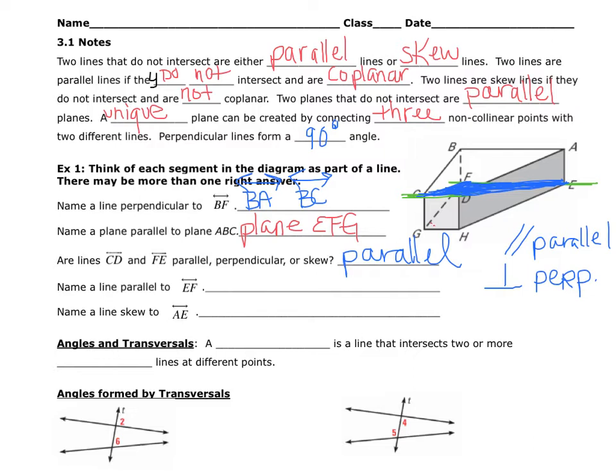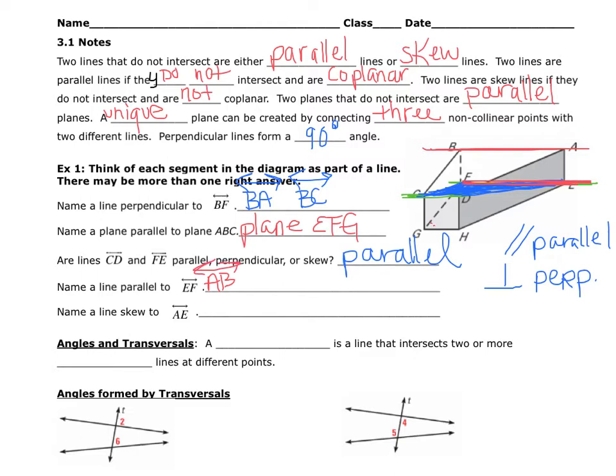Alrighty, next one is name a line parallel to EF. So if we look at EF, EF is this line here in the back. We want to name a line parallel to it. Well, then right away, here is this one in the back. Then we could also say right here that AB is parallel to it. That's kind of the top of the back.